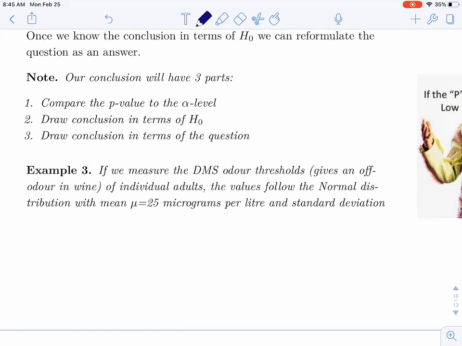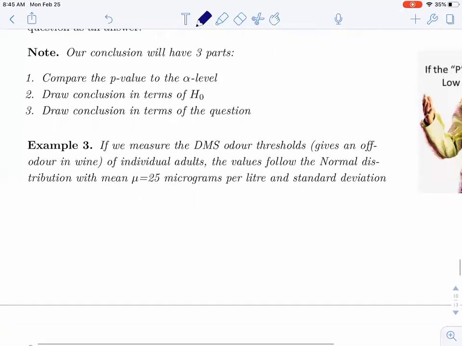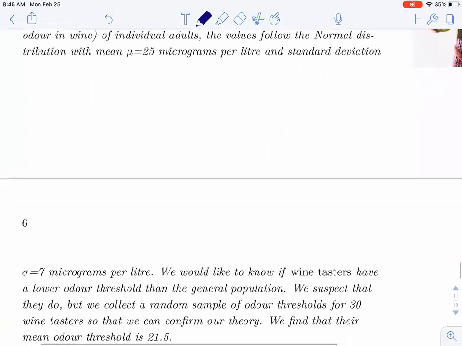Okay. So we're going to talk about odor thresholds. So example 3. If we measure the DMS odor thresholds, doesn't matter what it is, but it gives off odor in wine. That's important. Of individual adults, the values follow the normal distribution with a mean of 25 micrograms per liter and a standard deviation of 7 micrograms per liter. Units don't matter.